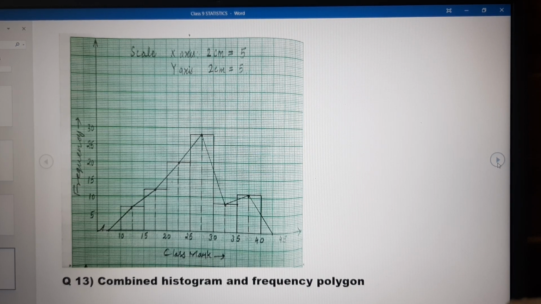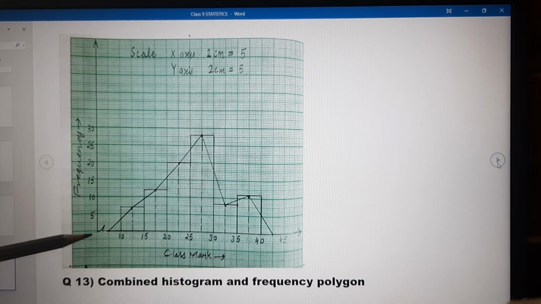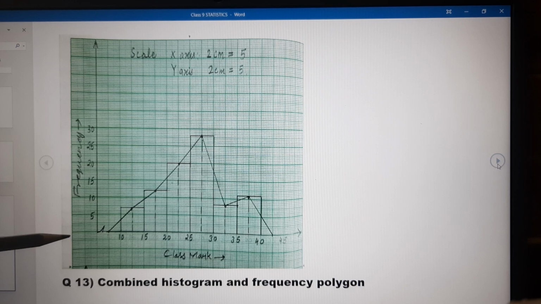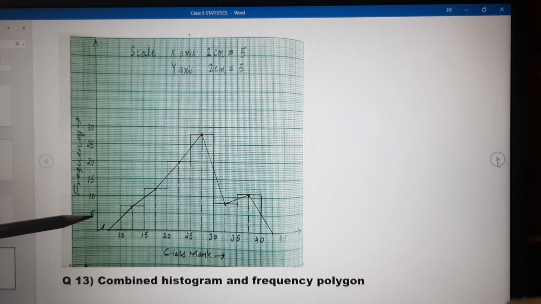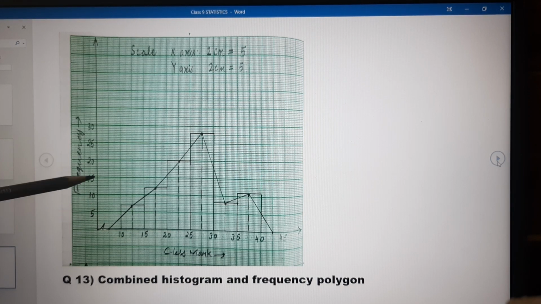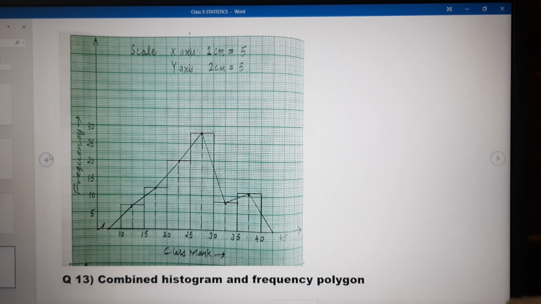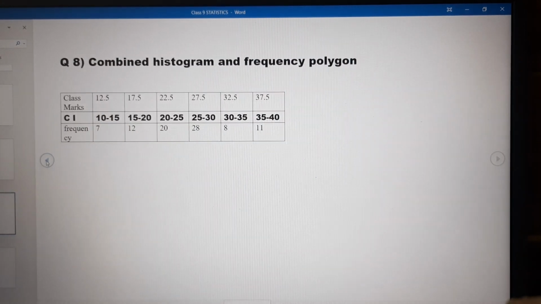Now, what are we supposed to do? We have taken the scale on the y-axis as 2 centimeter is equal to 5. So, 2 centimeter is equal to 5. So, here you can see 2 blocks is equal to 5. Fine. 2 blocks are equal to 5. 5, 10, 15. How are you going to mark 7 over here? So there has to be some calculation, because the first frequency is 7. Then we have 12. So how are you going to mark them?